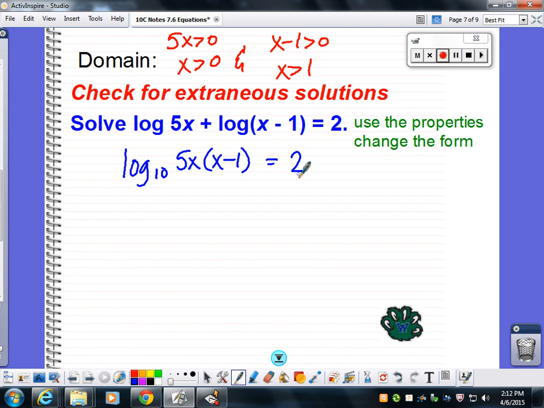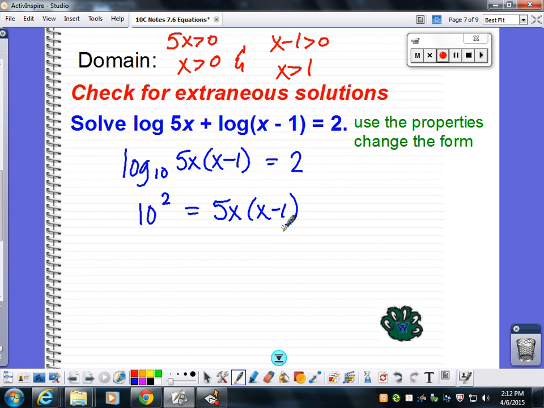Okay, now I'm going to change the form. So it's in logarithmic, so I'm going to rewrite it in exponential. So it's going to be 10 to the second power is equal to 5x times x minus 1. Now, like I said, we're back at a quadratic equation. We're going to solve for x here.